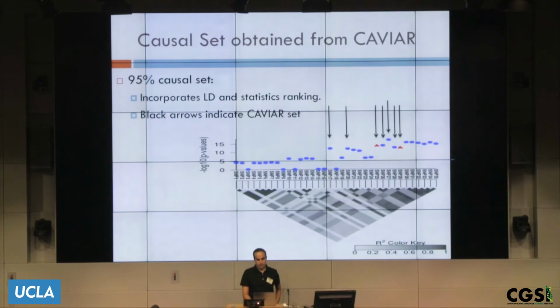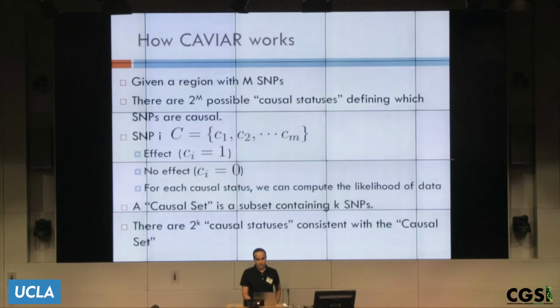So how does this work? Here's the idea. Given a region, you have 2 to the m, because every SNP can either be causal or not. So you have 2 to the m possible scenarios describing what's actually going on, right? Causal statuses. And you can imagine this as a vector.